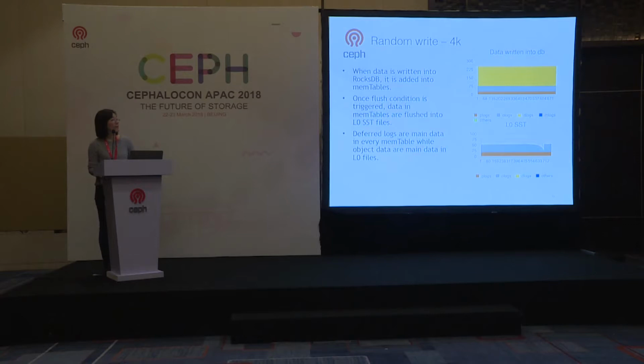Okay, and let's look at the bottom chart. That is data written to RocksDB level 0 disk. Okay, for every level 0 SSD file, the most is object mapping data, and then PG logs.